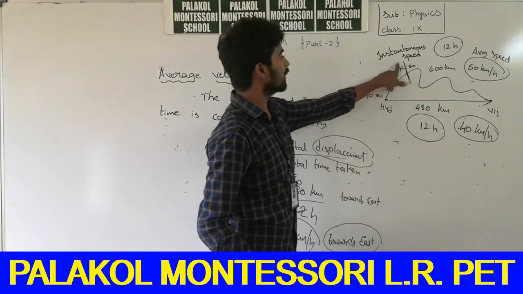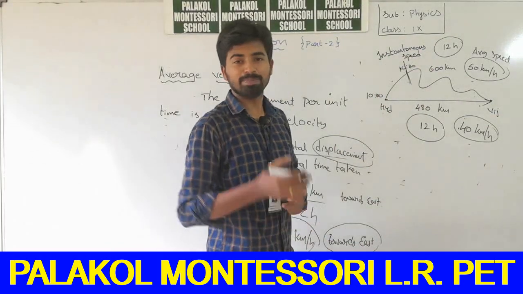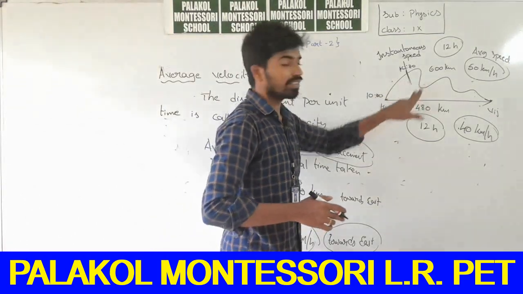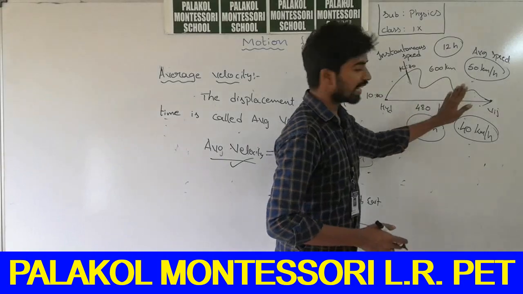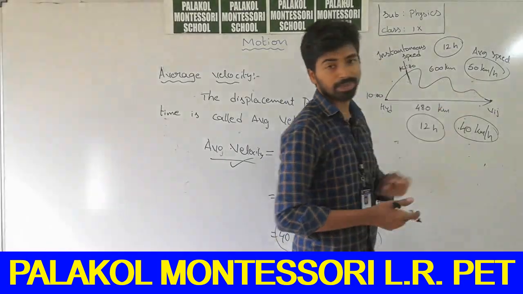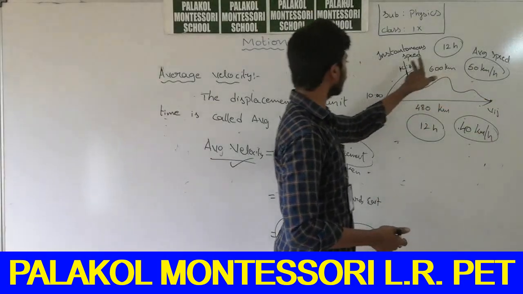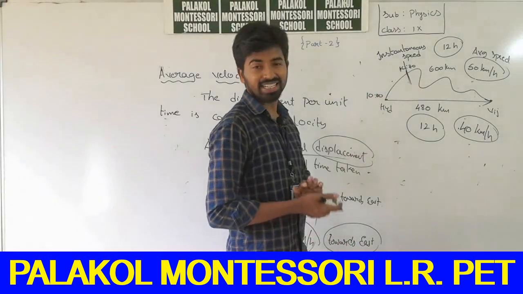So what is meant by instantaneous speed? The speed of the object at a particular instant of time. In a 12 hour gap, you have travelled with an average speed of 50 kilometers per hour. But this may not be equal to the speed exactly at 10:30.